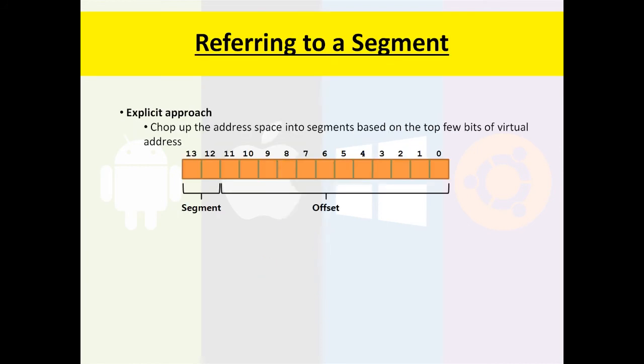So how do we refer to segments so that we don't lead to these cases of segmentation faults, and how is the identification of a segment fault actually done? There's an explicit approach where you chop up the address space into segments based on the top few bits of a virtual address. Say this was a hypothetical virtual address represented in a register, so a binary value. Now you can chop up the first 2 bits, and we're going to call that the segment indicator, and the rest is going to be our offset.